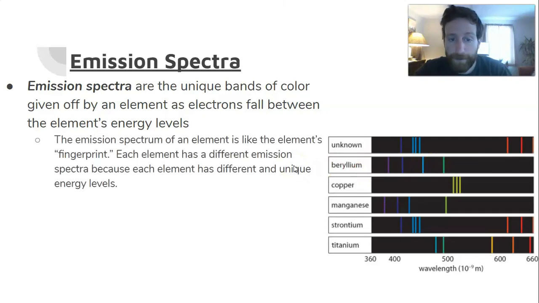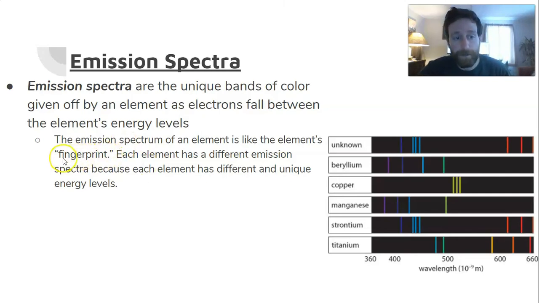The emission spectrum of an element is like the element's fingerprint. Each element has a different emission spectra because each element has different and unique energy levels. Those rings don't fall at the same distance for all the same elements. They fall at different distances for different elements, and so therefore you get different bands of color.